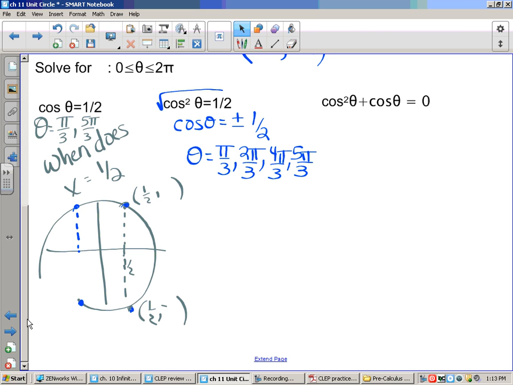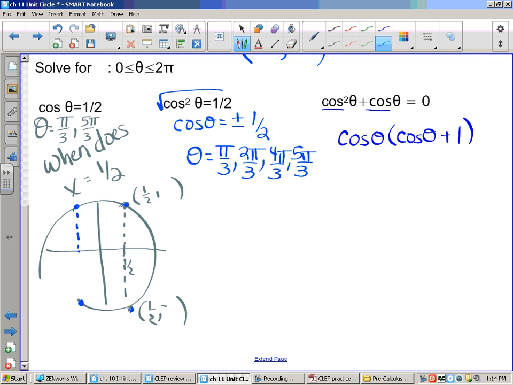All right, last question. This involves a little bit more detail. Now we've got cosine squared plus cosine. We can't just take the square root. We can't just solve it. What do you notice about these? They both have a cosine. Well done. And if you factor that out, you're left with a cosine theta here plus 1 equals 0.